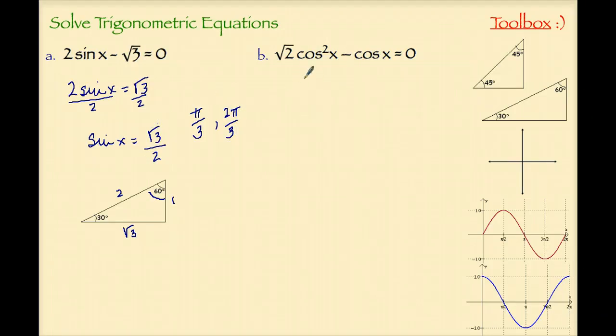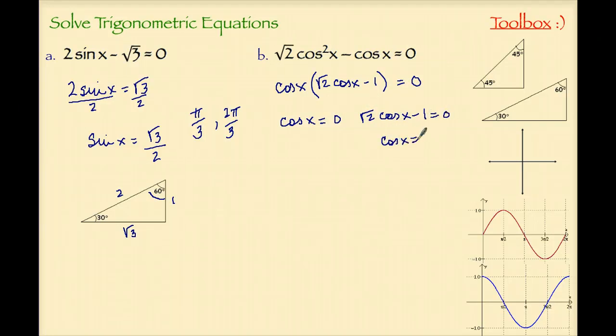Now let's look at letter B. I'm going to factor out a cosine. Cosine of x, and then square root of 2 cosine of x minus 1 equals 0. This gives me two factors. I can get values from cosine x equals 0 and from the square root of 2 cosine x minus 1 equals 0. Solving this gives me cosine of x is 1 over the square root of 2. So I'll get angle measures from this equation and angle measures from this equation.